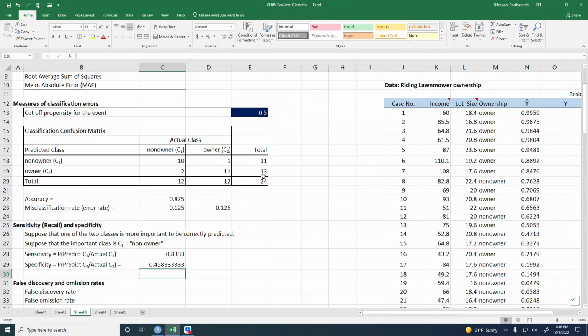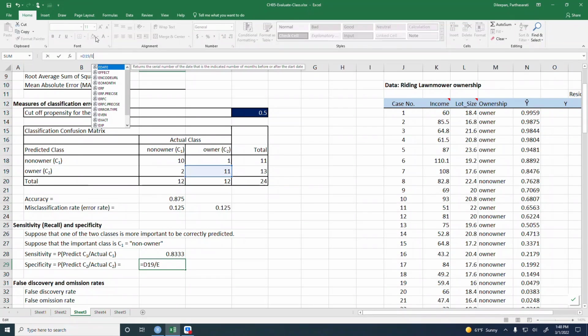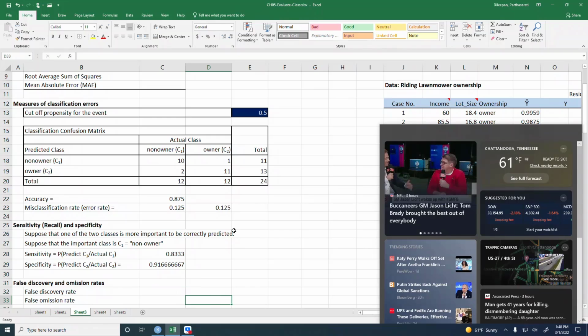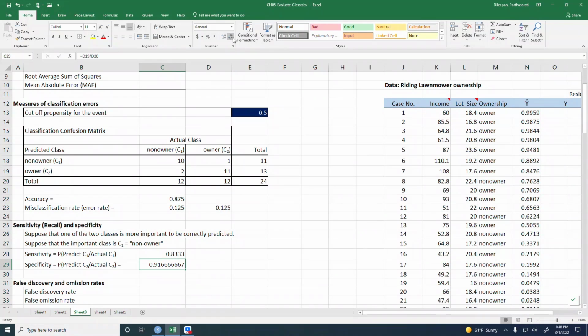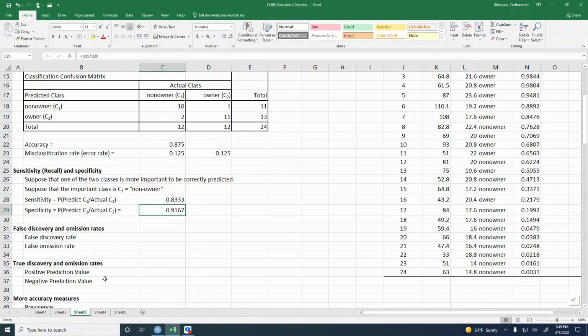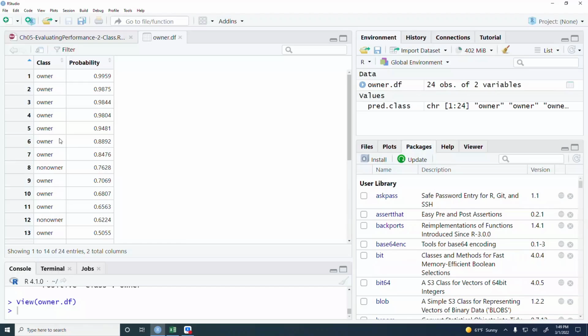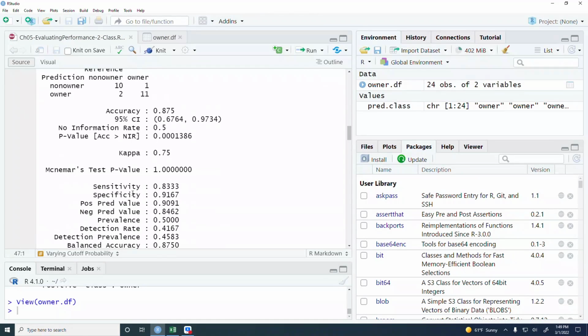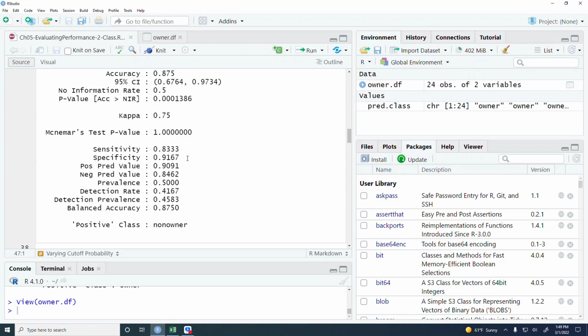Now these two are important. I made a mistake, so that's D20. That should be that. Now these two are very important measures, and we construct what is called an ROC chart between these two. Especially in medical diagnosis, these two measures are extremely important. So let's look at a few others that we have in R. So we have sensitivity and specificity, so these two.